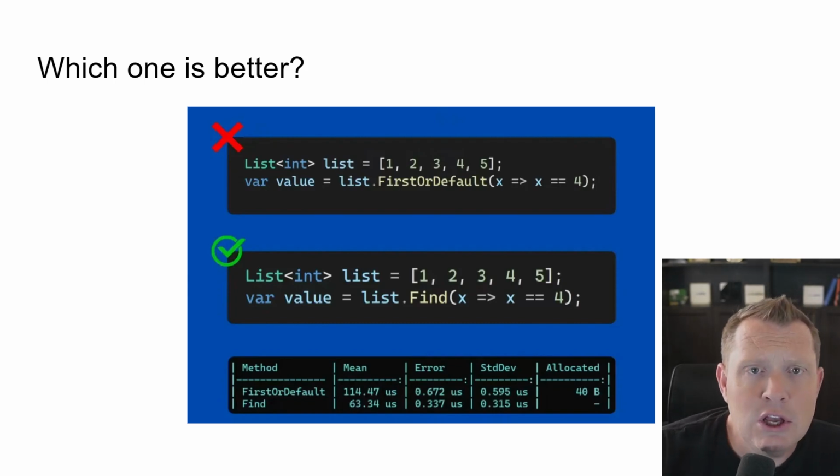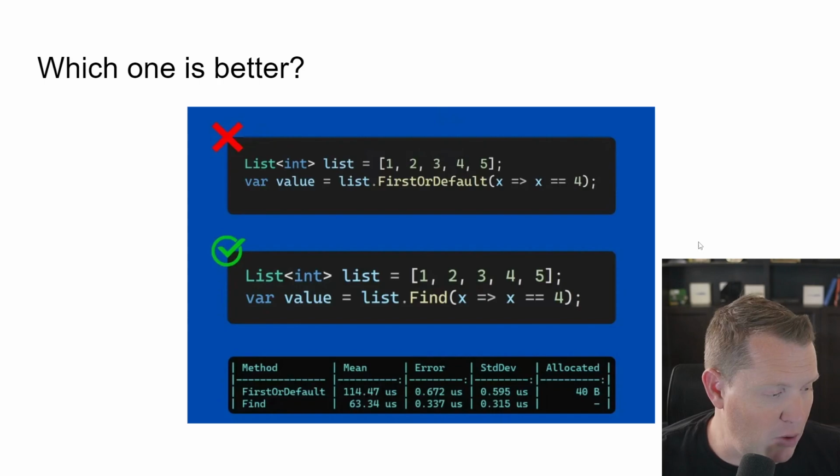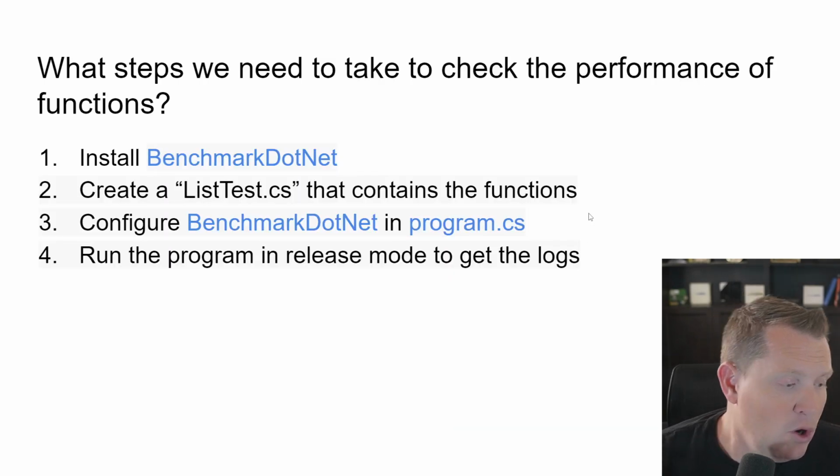You can see from these numbers that I originally saw, it looked like FirstOrDefault was lagging quite a bit behind the mean on Find. Now let's look at these and dive in just a little bit more. So what steps do you need to take?